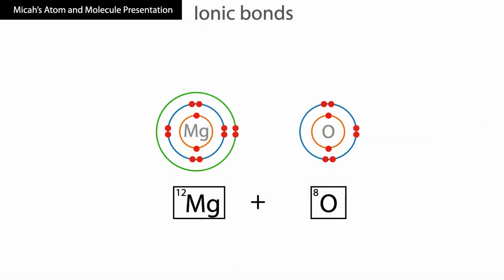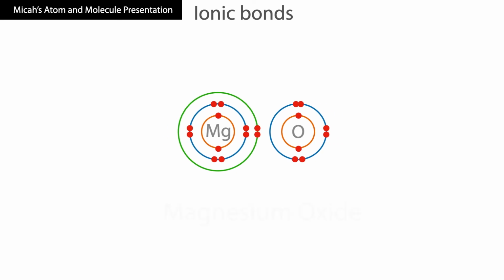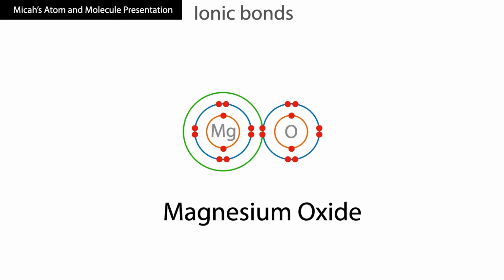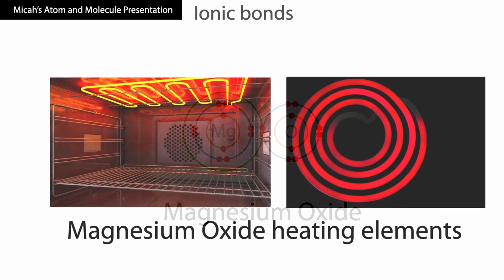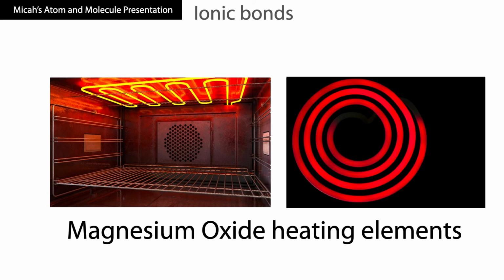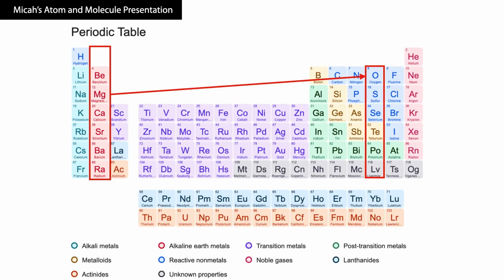Now, magnesium and oxygen. Magnesium has 2 extra electrons, and oxygen needs 2 electrons. I can see that. They combine to make magnesium oxide. Very good, Micah. Do you know what magnesium oxide is used for? Of course, Dad. Magnesium oxide is used to make the heating elements for stoves. Wow, I didn't know that. All of the atoms in the second column, the alkaline earth metals, naturally bond with all of the atoms in the third column from the right.